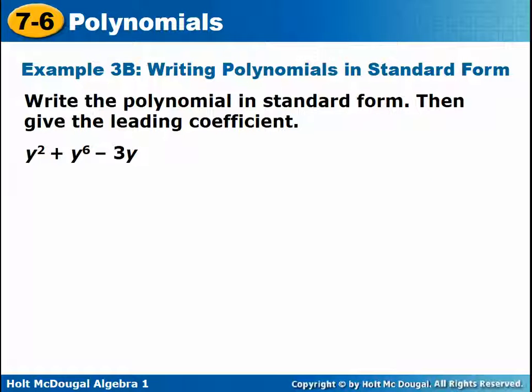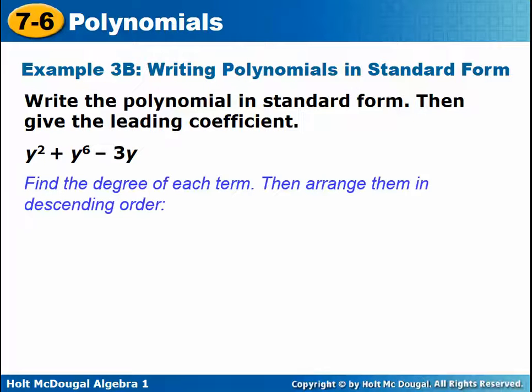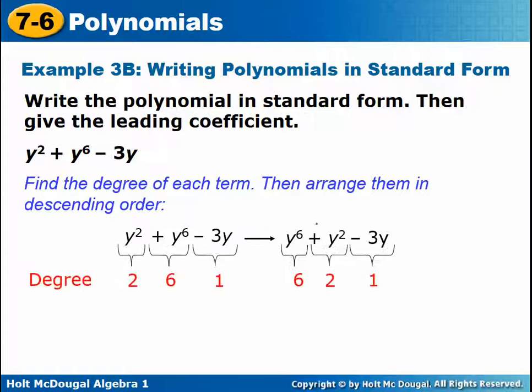All right, here's another example. Write this in standard form and give the leading coefficient. So remember, for standard form, we write the highest degree term first. So that one would be the y to the 6th. That has the greatest degree. It has a degree of 6. The next highest one would be the degree of 2. That's the plus y squared. And then finally we'd have the minus 3y. That only has a degree of 1.